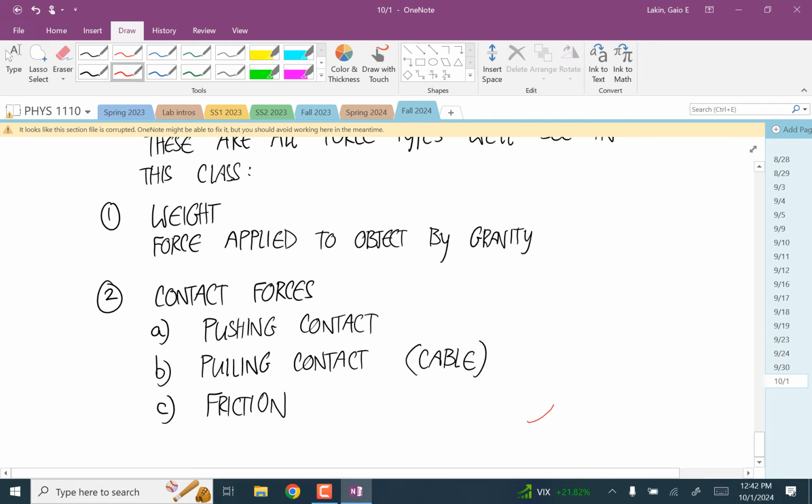Okay, so there are 4 of these total that we're going to have to learn how to deal with. The weight and then those 3. There actually are some other ways that forces can be generated. They're just not going to come up in our problems. But you'll see all those if you take Physics 2. And those are things like electrical attraction, repulsion, or magnetism. But we're just not going to talk about those this semester.